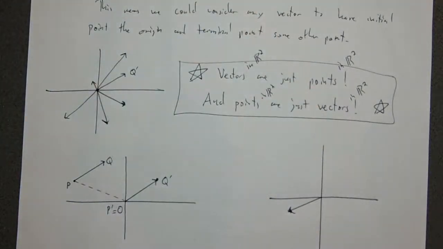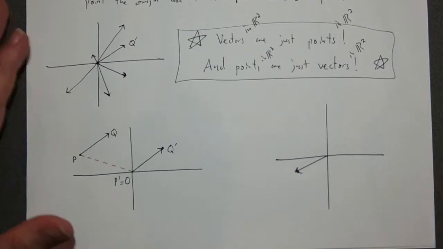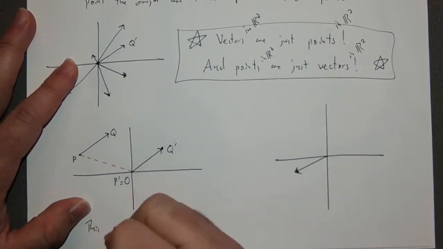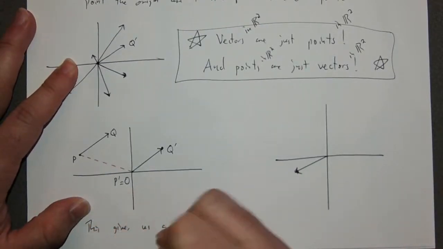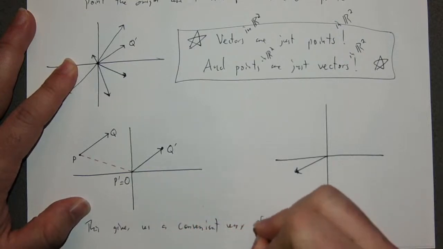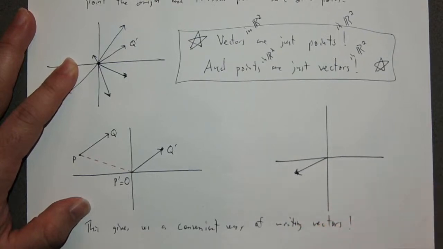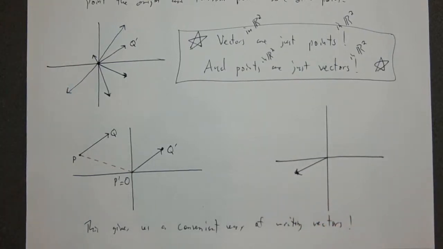There it is. Okay, so every point in the plane is a vector. Every vector in the plane is a point. So vectors are points and points are vectors. Okay, and so in fact what makes this nice is this gives us a convenient way of writing vectors, i.e. we write them as points.